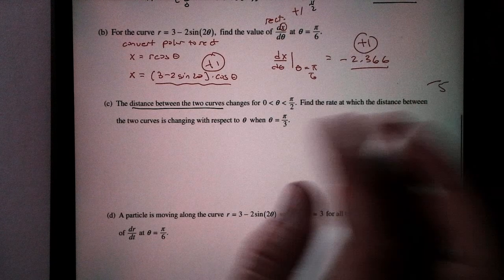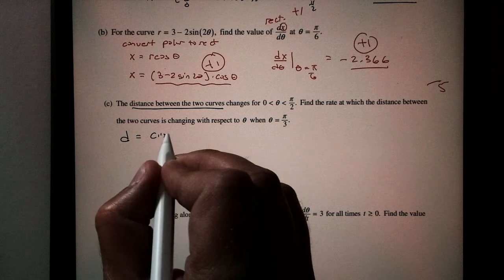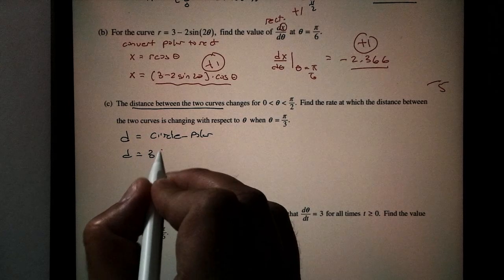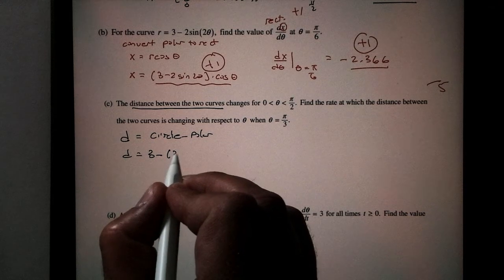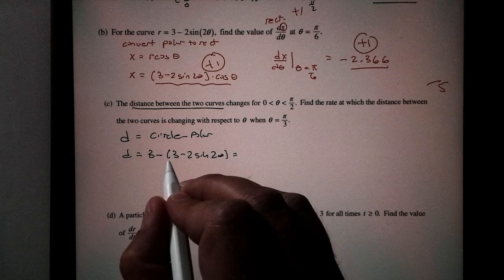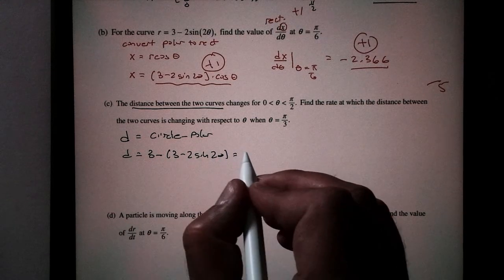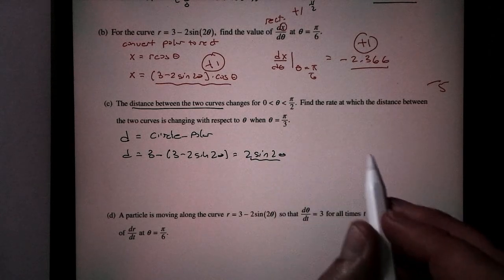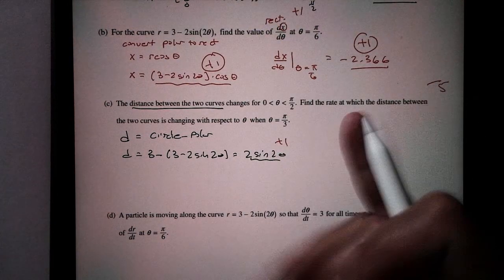So I can write out my distance formula. We'll call it little d for distance, which is equal to the circle, 3, minus that polar graph, which is 3 minus 2 sine 2 theta. You can clean this up pretty easily. The 3's are just going to cancel, and we distribute the negative, and we get 2 sine of 2 theta. So there is my equation for distance. And already, the AP is going to give you a point just for writing that out. So look, we're at 6 points already.